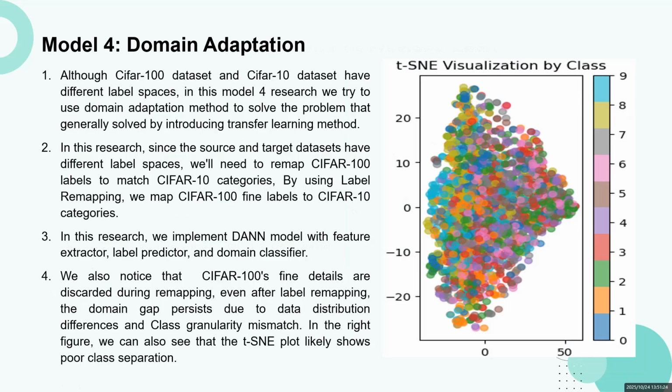And in this research, we use a DNN model with a feature extractor, label predictor, and domain classifier. We also noticed that CIFAR-100's fine details are discarded during remapping. Even after label remapping, the domain gap persists due to data distribution differences and class granularity mismatch. In the right figure, we can also see that the t-SNE plot likely shows poor class separation.